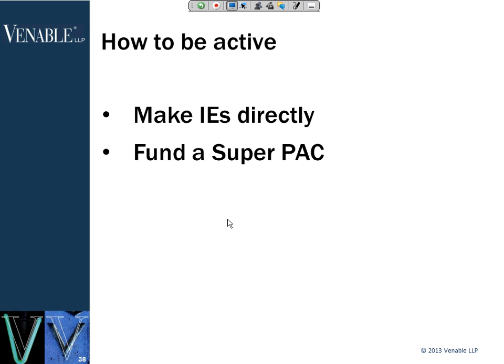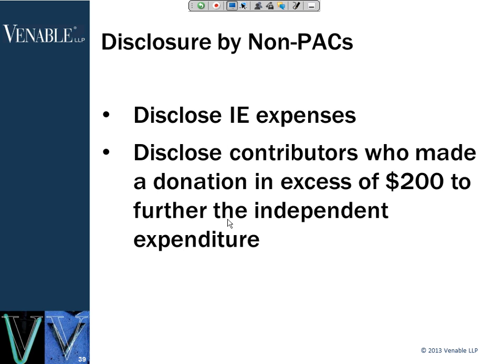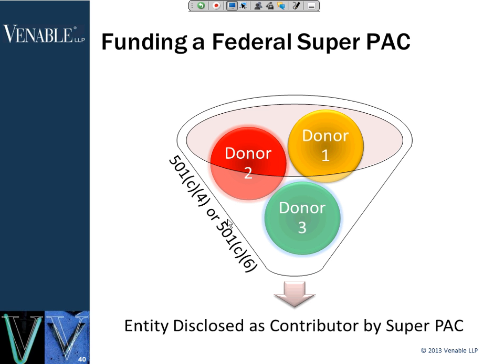Even if you're not a political committee, you are subject to campaign finance reporting requirements if you make independent expenditures. You'll be required to disclose your independent expenditures. Usually there are rapid reporting requirements. So if your expenditures reach $10,000, you may be required to file a report within 48 hours of making the applicable communication. When you get closer in time to an election, that threshold goes down. So if your expenditures exceed $1,000 within 20 days of an election, you need to file a 24-hour report. And you will also be required to disclose your contributors who made a donation in excess of $200 to further your independent expenditures.